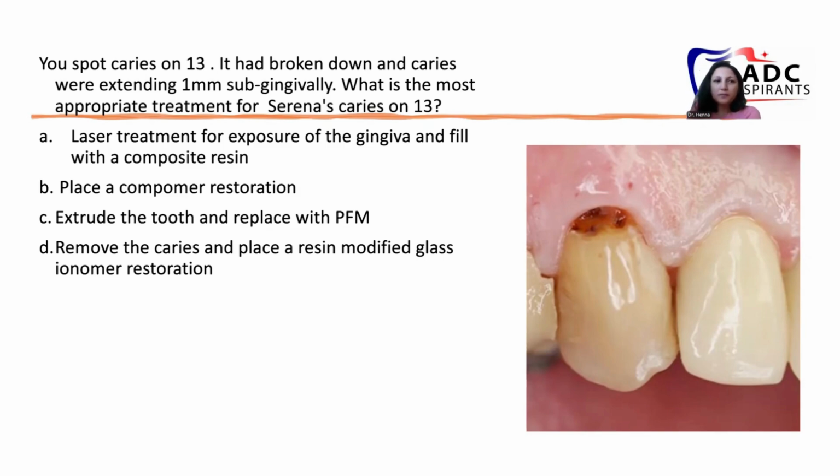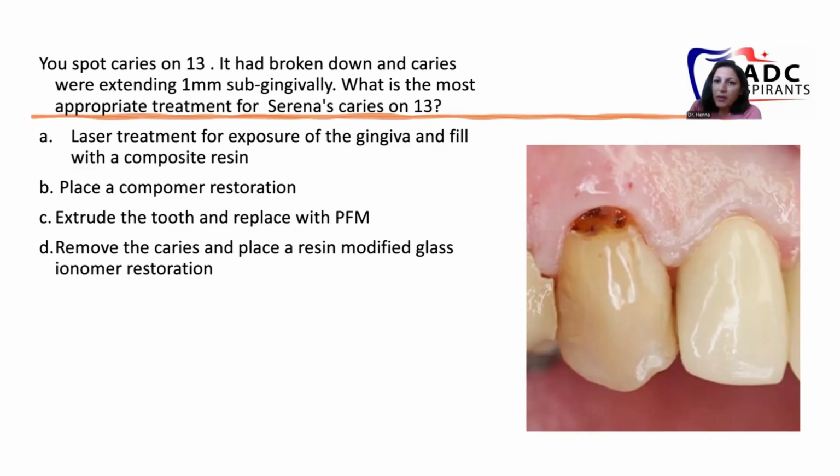Option A is laser treatment for exposure of the gums or the gingiva and filling with a composite resin. Option B is placing a compomer restoration. C is extruding the tooth and replacing this with a porcelain fused to metal crown. And option D is removing the caries and placing a resin modified glass ionomer.